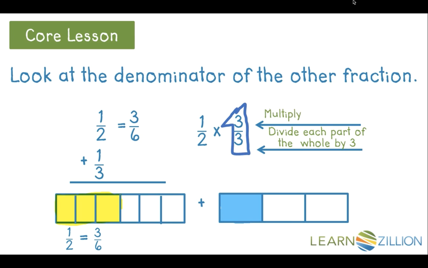You can see that that multiplies the pieces by 3, and now we have 3/6. So we have our equivalent for 1/2, it equals 3/6.